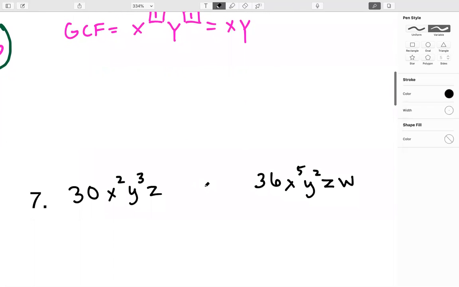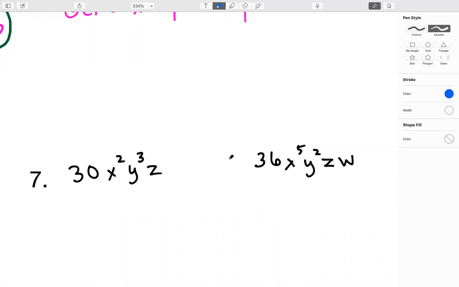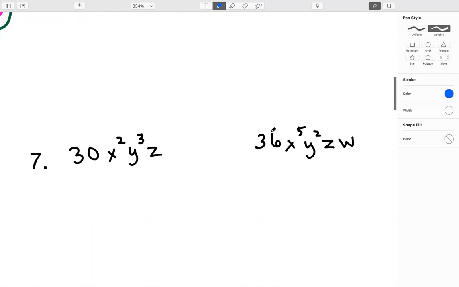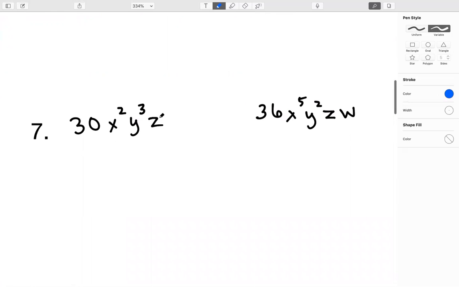It seems pretty busy. Well, first we find the GCF of the numbers, 30 and 36, which we learned how to do in the last video. Then we find the GCF of the letters or the variables. And then just multiply them together and we're done. First, the numbers. Let's do this off to the side.